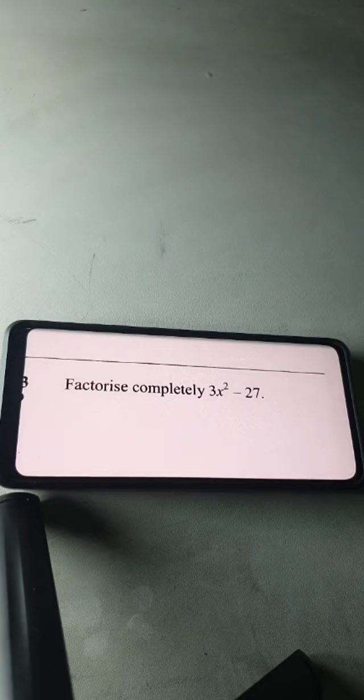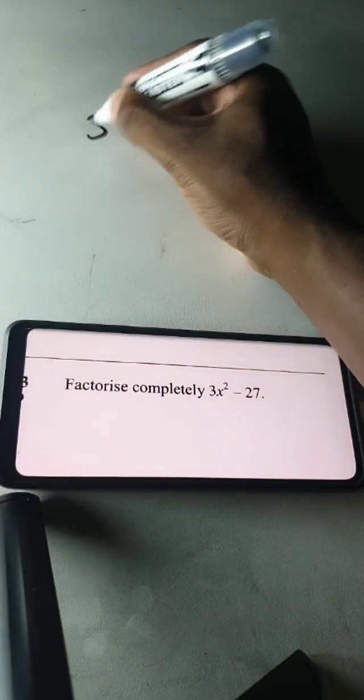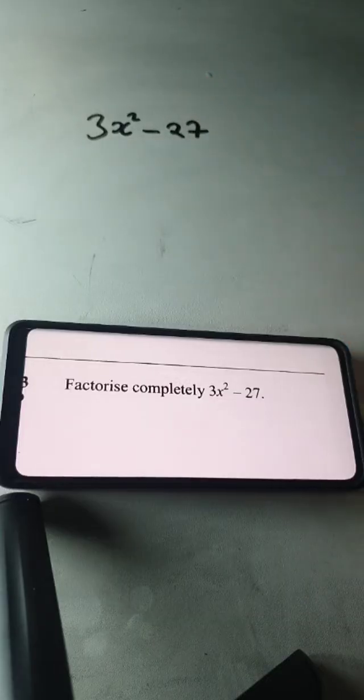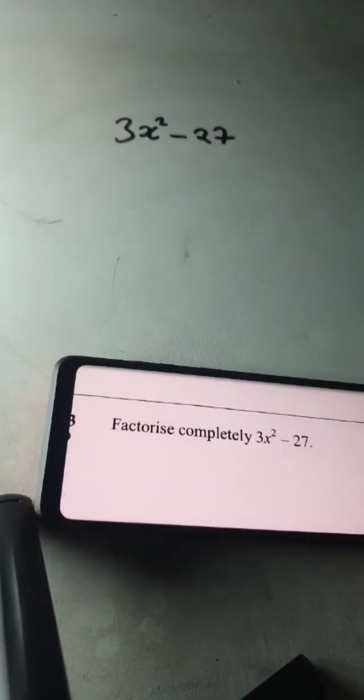Let's continue. Factorize completely. Help me tap the screen, my genius friends. Factorize completely: 3x squared minus 27. We have 3x squared minus 27. Okay, ladies and gentlemen, let me just leave it here for now. How do we factorize such?